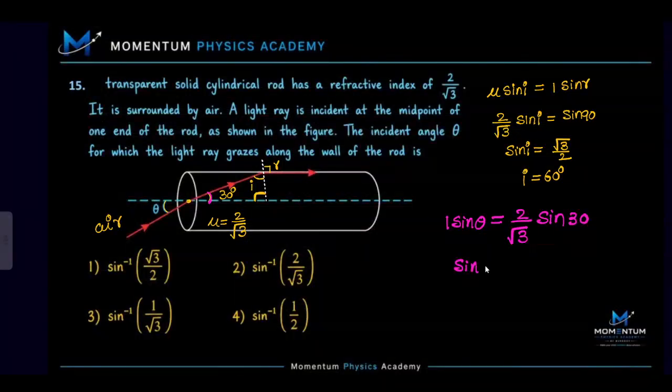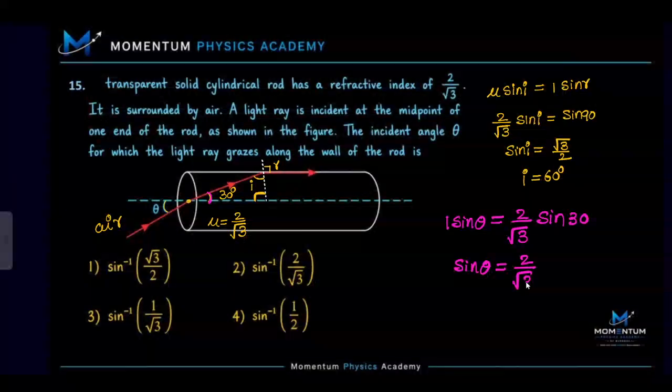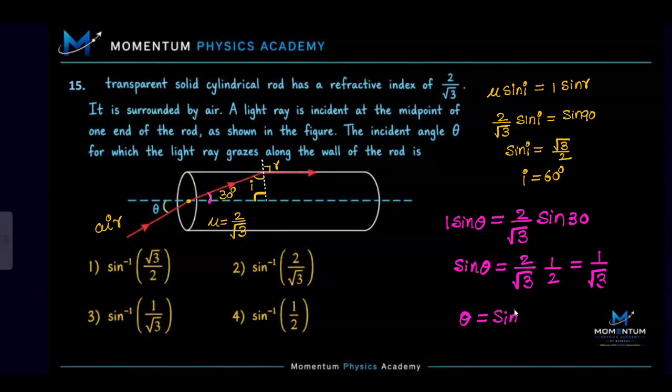So sine theta is equal to 2 by root 3 into sine 30, which is 1 by 2. So it will come to be 1 by root 3. From this, theta will come to be sine inverse of 1 by root 3. So the third option.